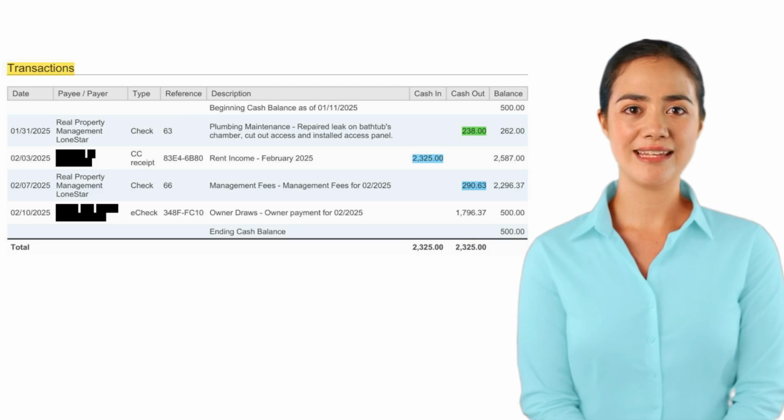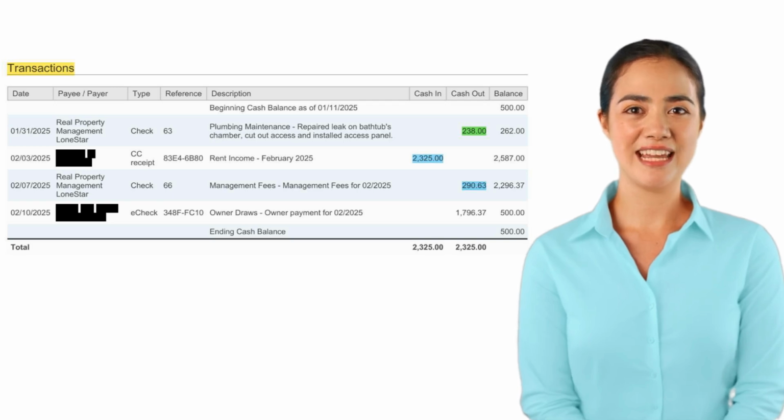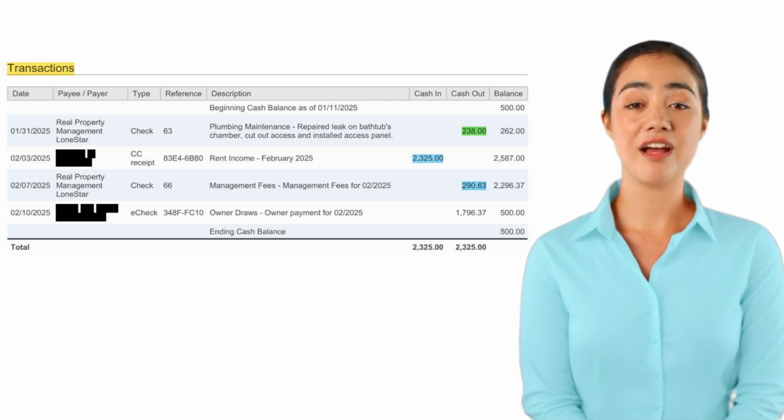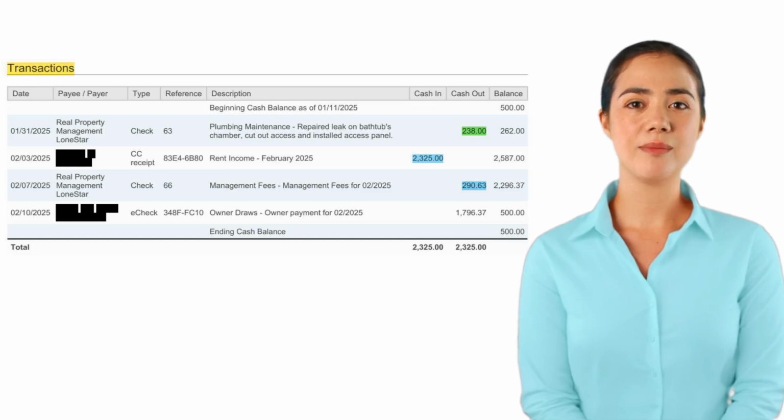Please note that we deposit the money on the 10th to your bank account, but it may take 3 to 5 business days before you receive it, depending on the banks and the time of the week the 10th falls. A normal statement starts with a beginning cash balance equal to the maintenance reserve and ends with the same amount.